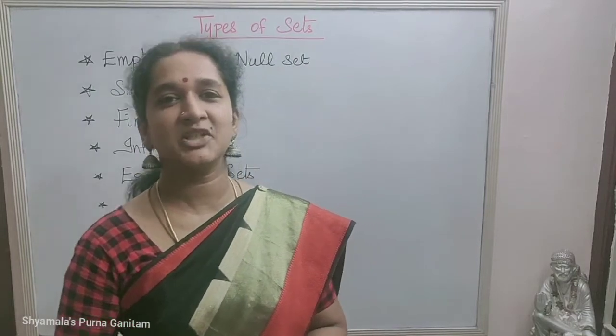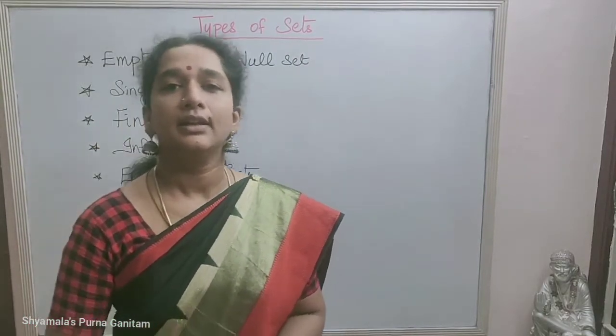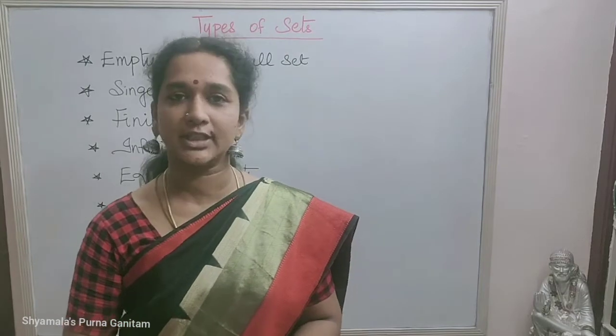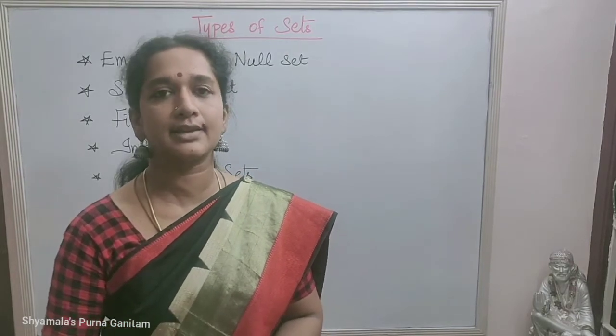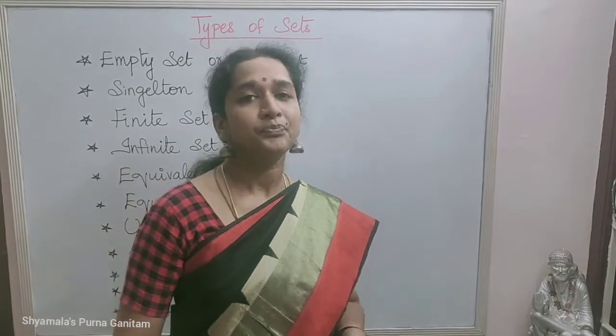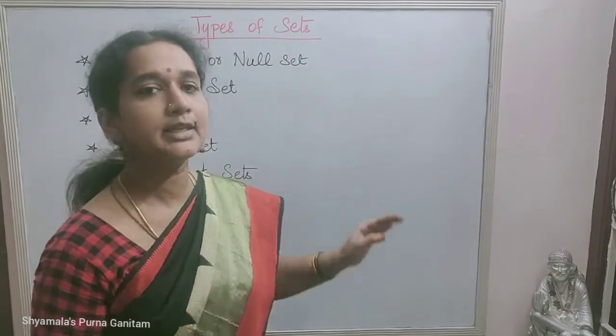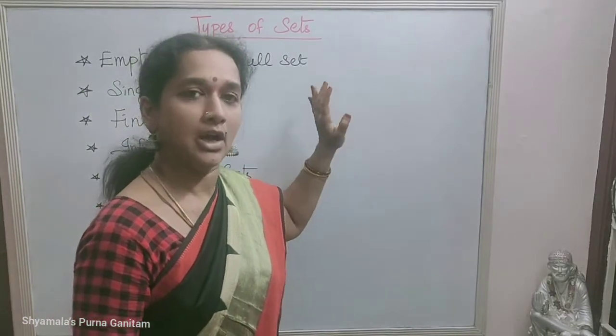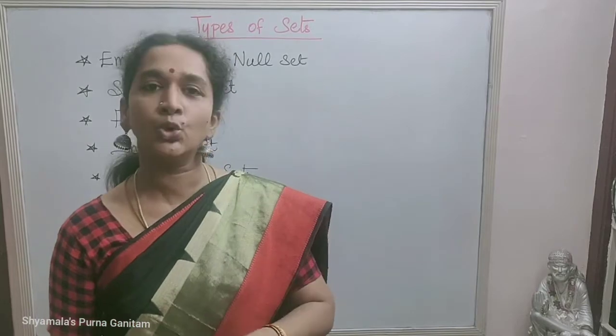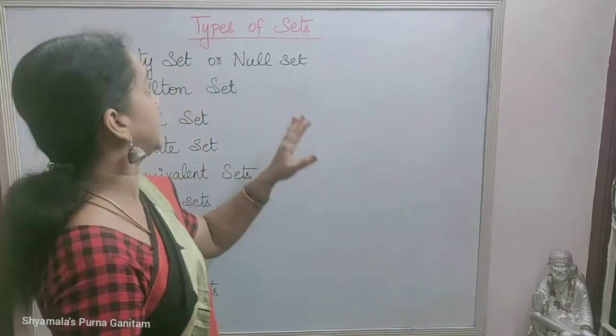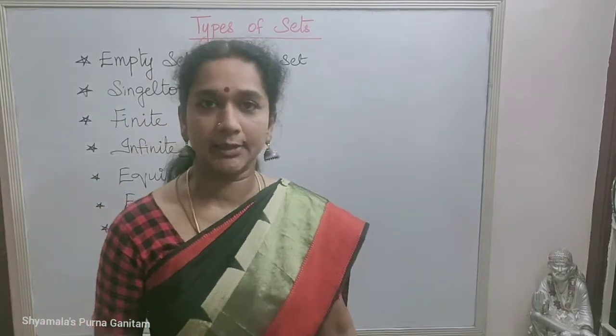Students, in this class we will be doing the class 9 matriculation or Samacheer syllabus. Already one exercise I have completed. Now before doing the second exercise, there are a few things we have to know. Only after knowing these can you do the sums in that exercise. So that is types of set.